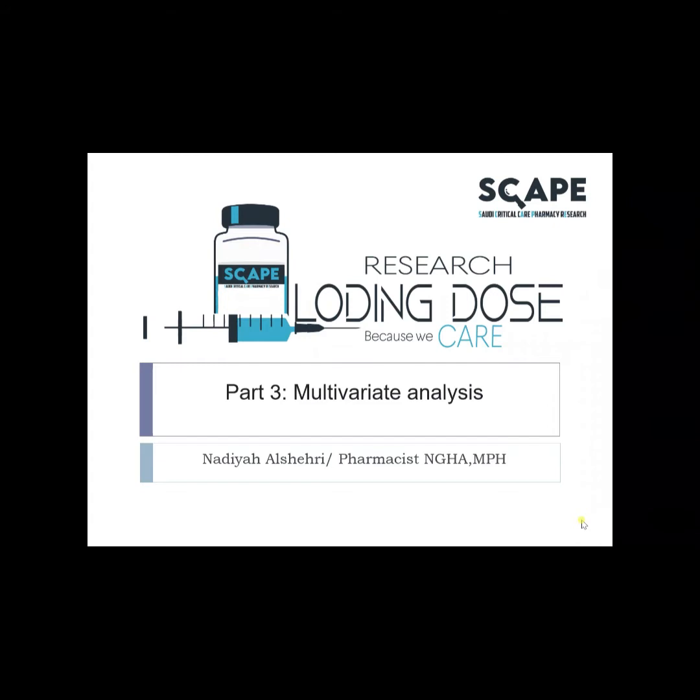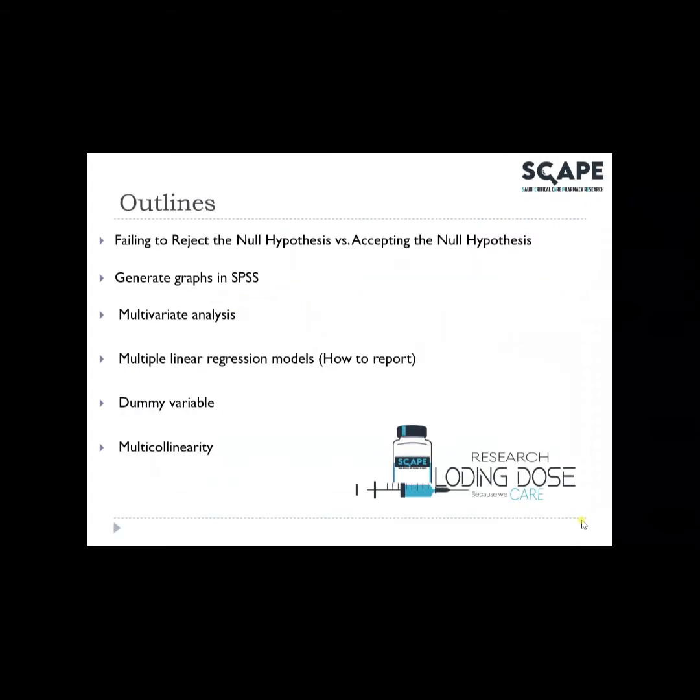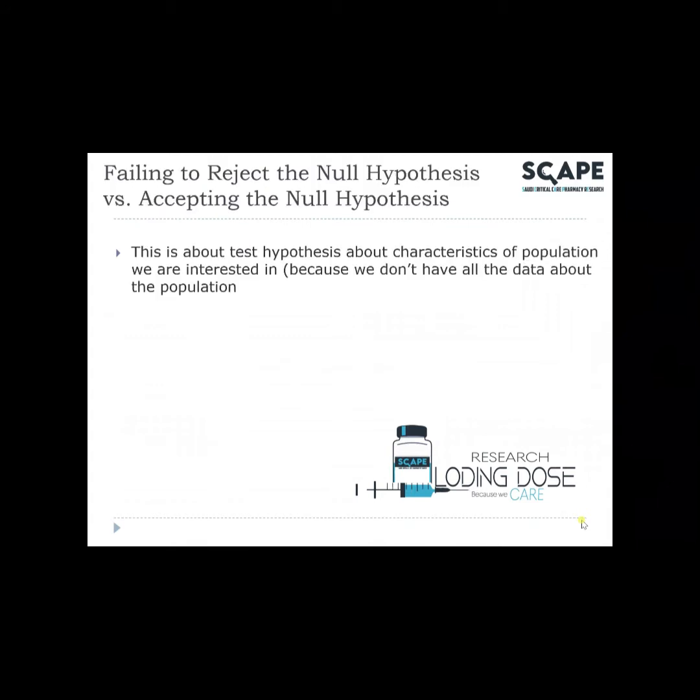In this video, we will take a look at what is the difference between failing to reject the null hypothesis versus accepting the null hypothesis. How can we generate graphs in SPSS? What is multivariate analysis? And we will see the linear regression and how can we make interpretation, dummy variable, and multicollinearity. What is the multicollinearity?